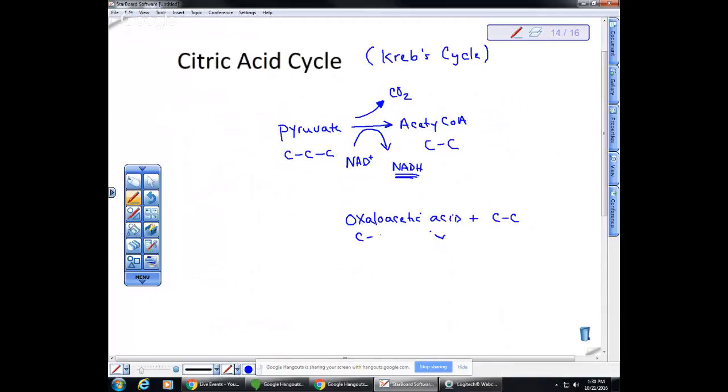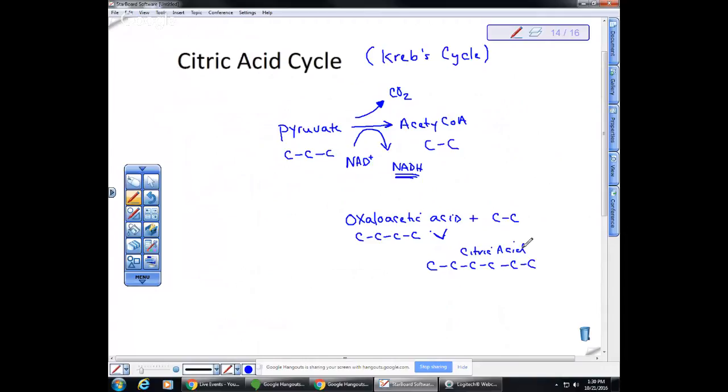Now, oxaloacetic acid has 4 carbons, and so when we combine these two things, we have a 6-carbon molecule, and this is citric acid. So when you think about fruit, right, this is citric acid. This is the same acid that is in fruit.